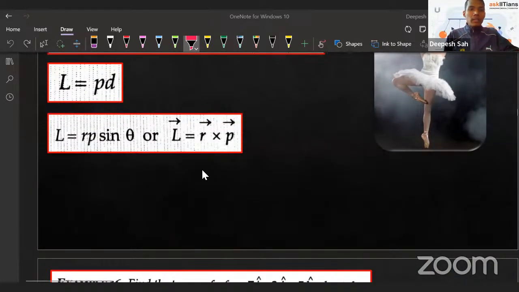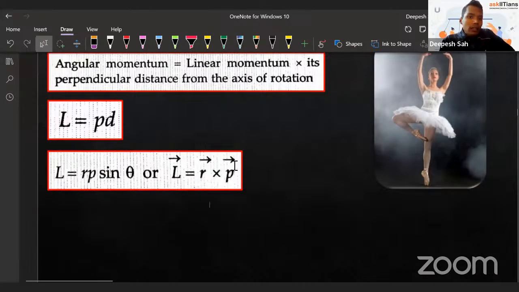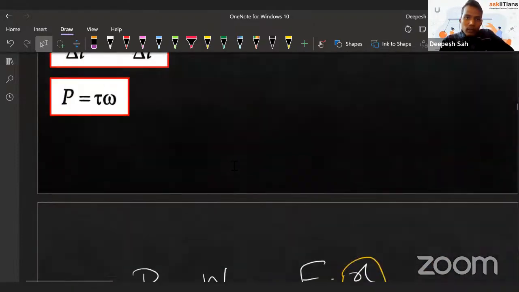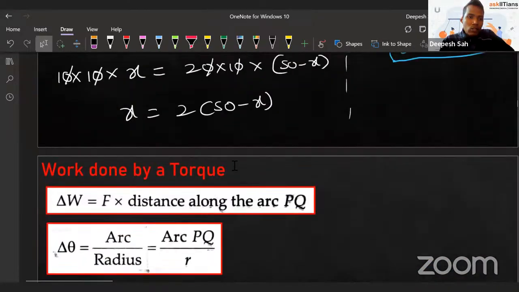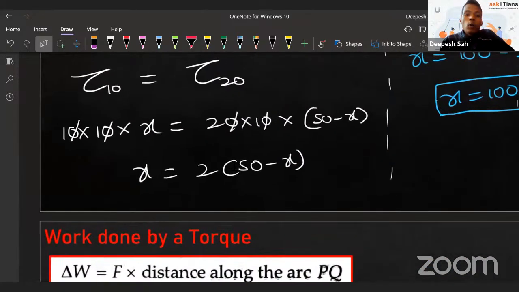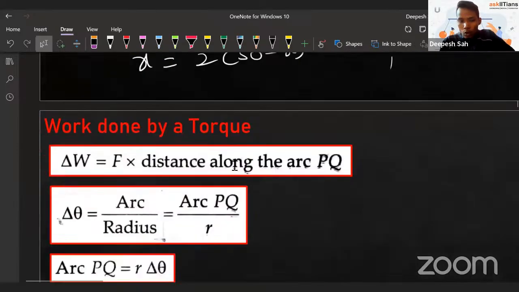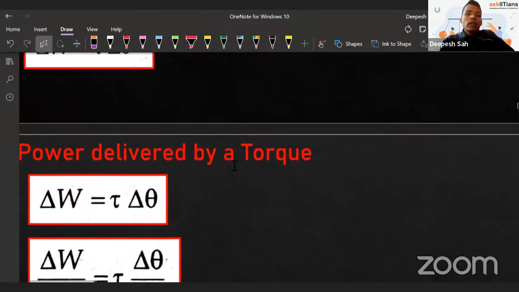Now, the simple thing is R cross P, like this. So take the perpendicular distance, multiply it with momentum, and you will get your answer. Very simple, very easy. Now, as this is easy, there are other things which are even easier than that. If someone asks you how to calculate the work done by a torque, or the power delivered by a torque, it is even easier.